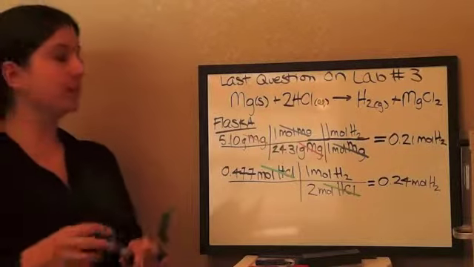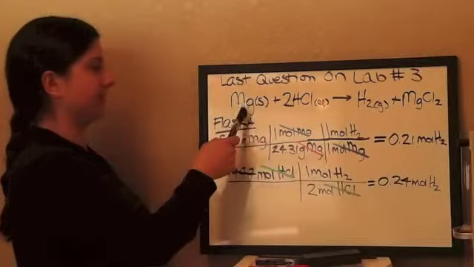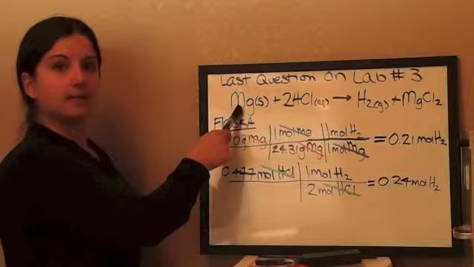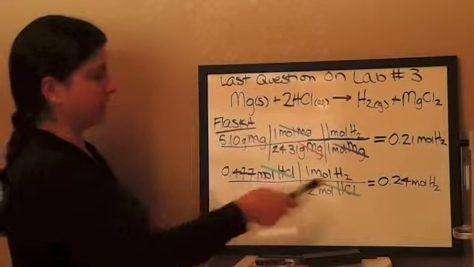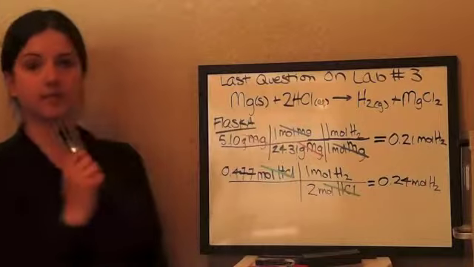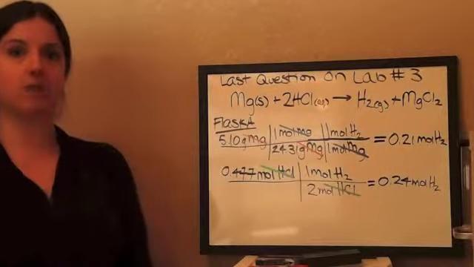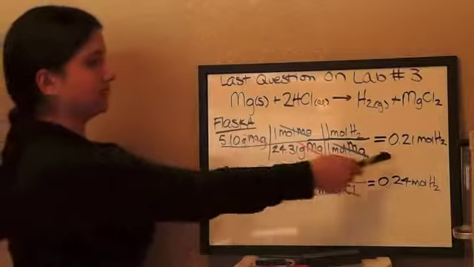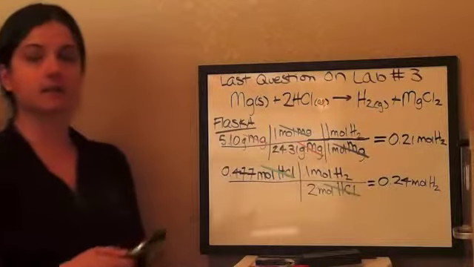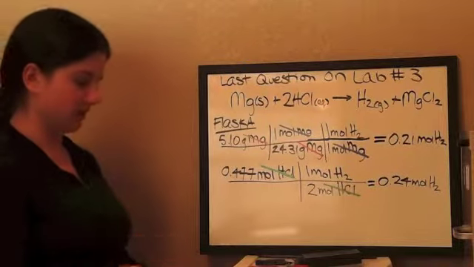Now, we figured out how much hydrogen gas we were going to get if magnesium was the limiting reactant, and how many moles of hydrogen gas if hydrochloric acid was the limiting reactant. So now we can look at these two answers and ask which one is the smallest. The magnesium one is the smallest. So magnesium is the limiting reactant in this equation.